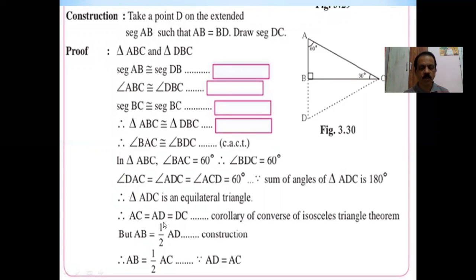Therefore AC is equal to AD is equal to DC, a corollary of the converse of the isosceles triangle theorem. Therefore we write here, AB is equal to 1/2 of AD.